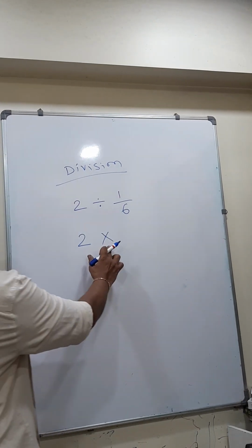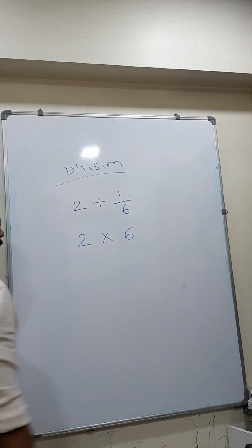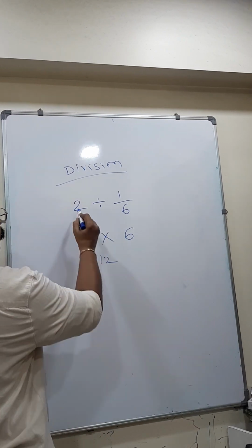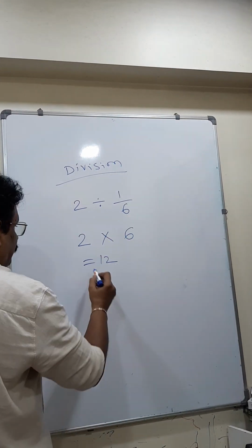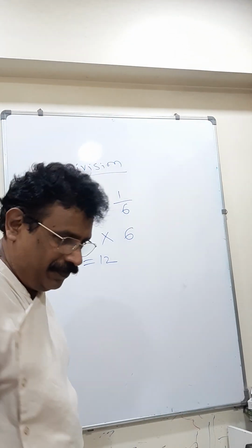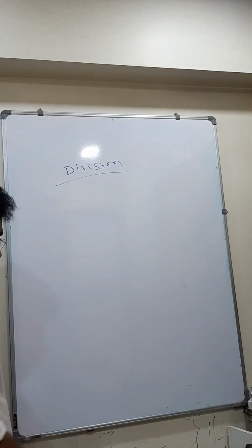So 2 multiplied by reciprocal of 1 by 6 is what? 6. Okay? So 2 into 6 is 12. That means 2 divided by 1 by 6, answer is 12. Okay? Now, I'll give you one more sum.